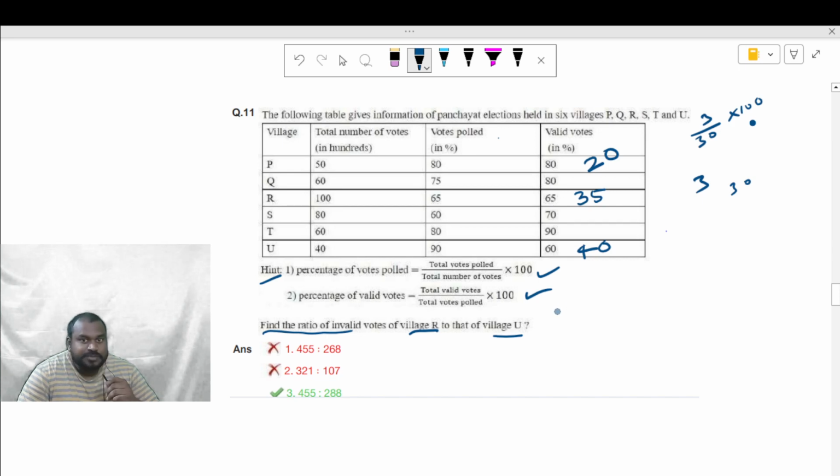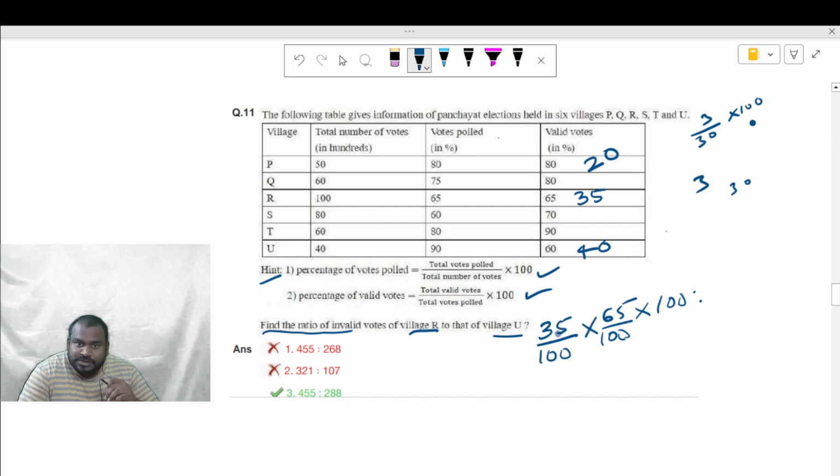So once you got the invalid percentages, you can do it. For R, you need to find. So first I'll take R. 35% means 35 by 100 into 35% of what? 35% of 65%. This 65% is calculated on what number? On 100. So it is nothing but 35% of 65% of 100. Anyway, these hundreds will get cancelled in the ratio, but for your understanding, I'm writing. But in the exam, you don't have to write all these 100. Directly, you can do this without taking those.